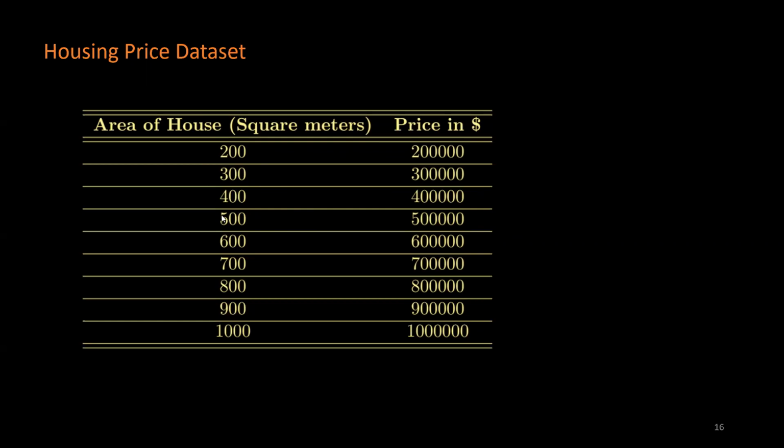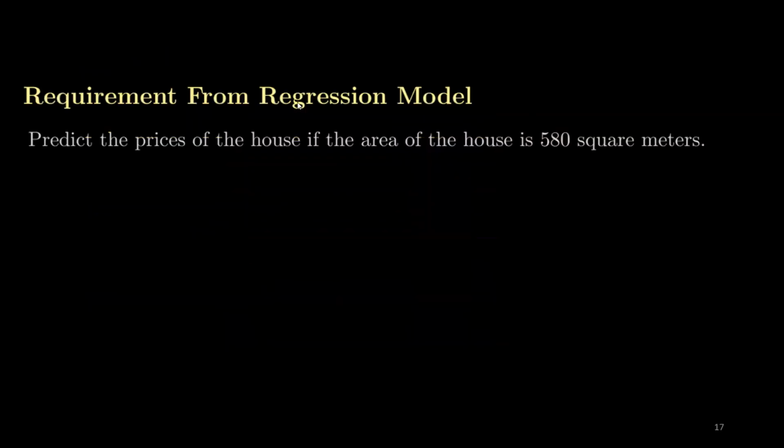So if I give a value of 580 square meters, now 580 square meters is not present in the data set, but since the regression model has been trained, our requirement is that the model should be able to predict the price of a house whose area is 580 square meters. That is, our requirement from the regression model is to predict the price of the house if the area of the house is 580 square meters.